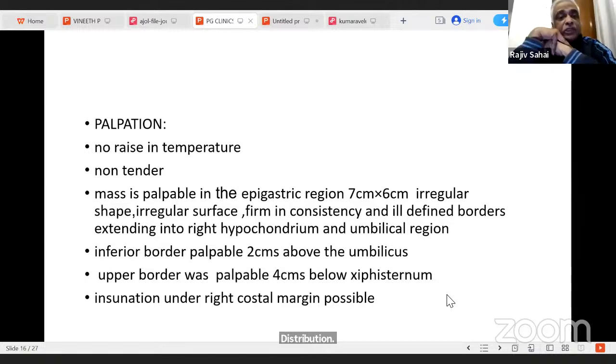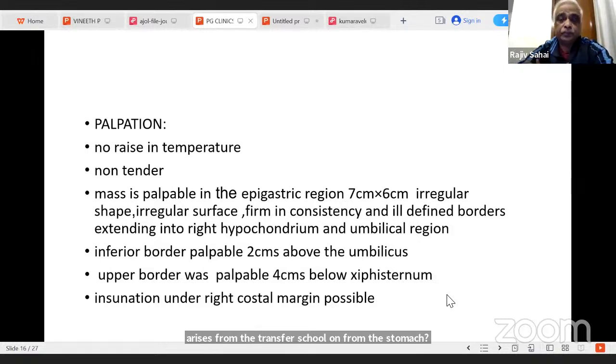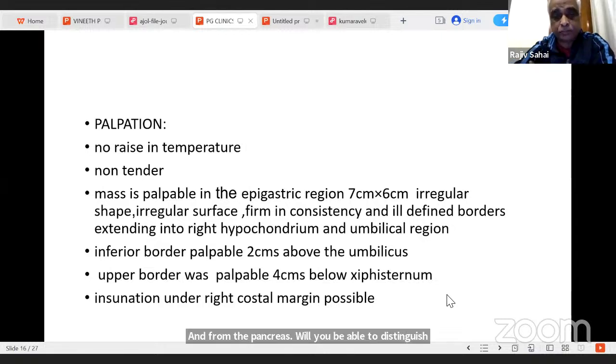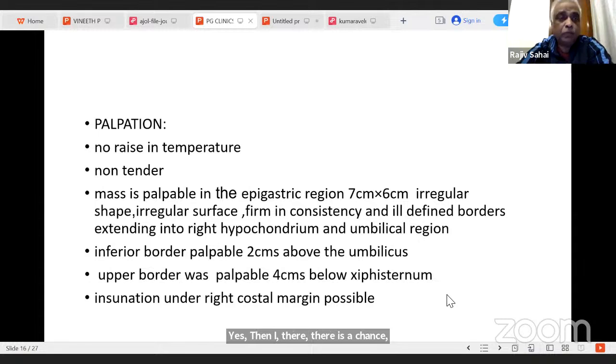So, go ahead. What would be the characteristic of a lump which arises from the transverse colon, from the stomach, and from the pancreas? Will you be able to distinguish between the three lumps? It can be from the transverse colon or not? Yes, sir. There is a chance of a lump arising from the transverse colon also, sir. Right. So, how will you distinguish between the three lumps? What about the stomach? What about the transverse colon?